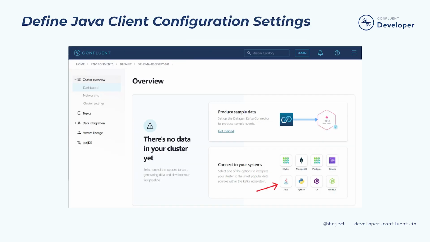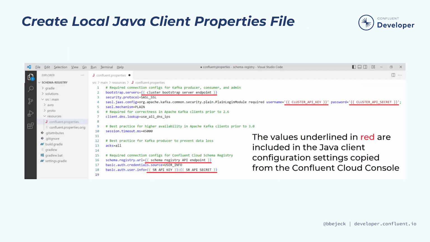Now that Schema Registry has been enabled for your environment, you can define the Java client configuration settings that will be used during the course exercises. And the last step of this exercise is to create the local Java client properties file within the Schema Registry project.